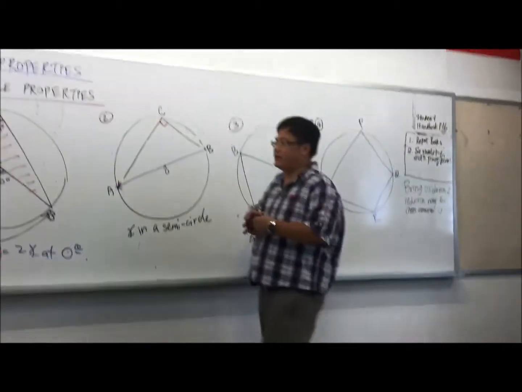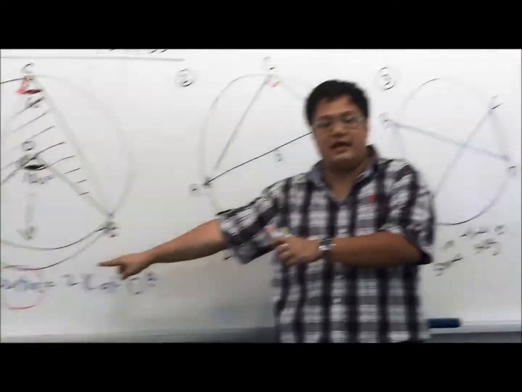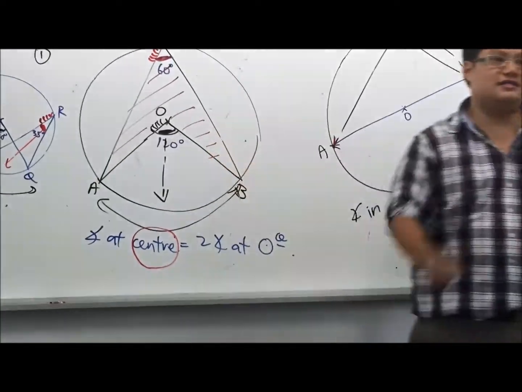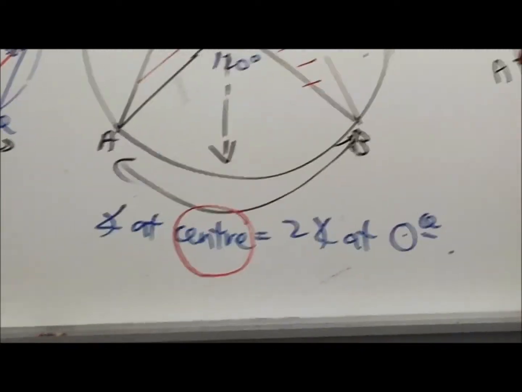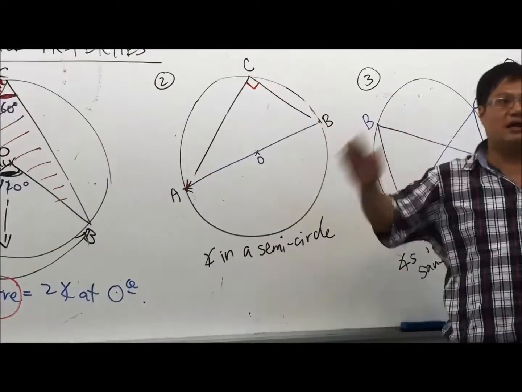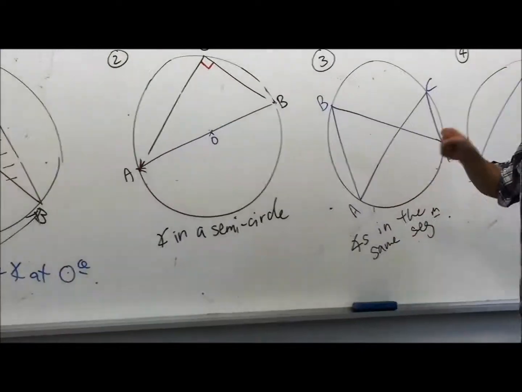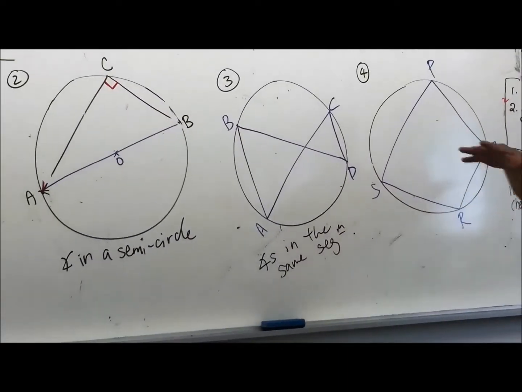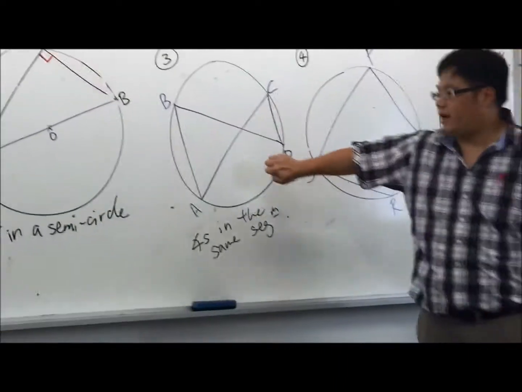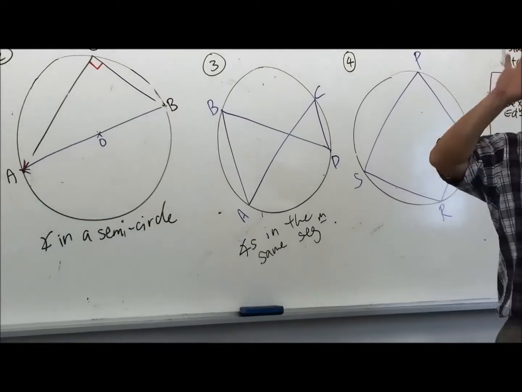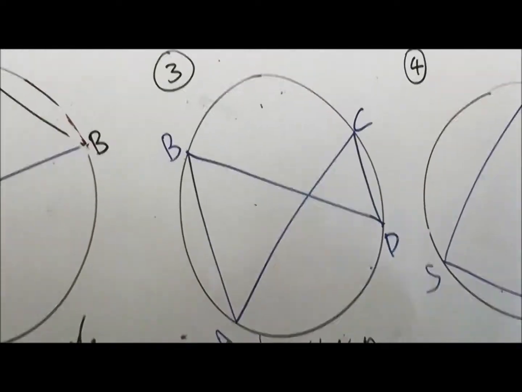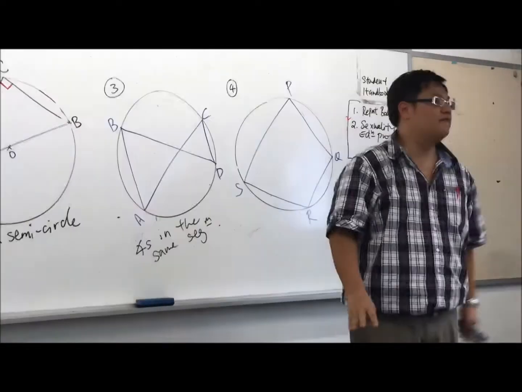Okay? We do a very quick recap. The first one, angle at center equal to twice the angle at the circumference. The key word is center. The second one, angle in the semicircle. The key word is diameter. The third one, butterfly. So what is the key thing you must take note of? You must have how many points? 4 points. All 4 points must be on the circumference of the circle.